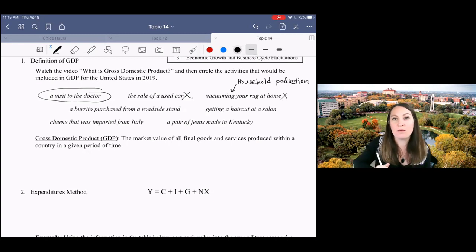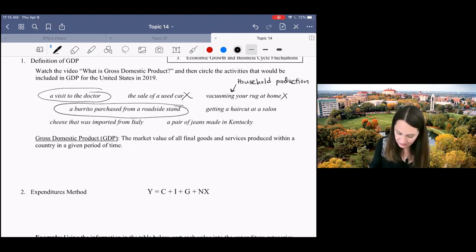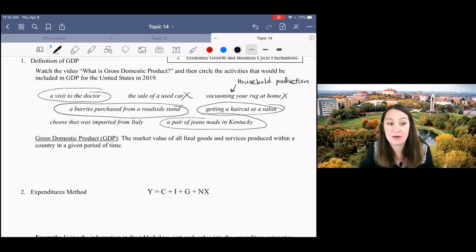So when you vacuum your rug at home, it doesn't count towards GDP, but if you hire a cleaning service to come vacuum your rug, it would count towards GDP. And so in some sense, just because the government can't observe household production, it can't be included in GDP. Ideally, we would like to include it because those productive activities are part of our aggregate production. All right, burrito, definitely gonna count. Haircut will count. Cheese from Italy will not count because we're measuring US GDP, but jeans from Kentucky will count.